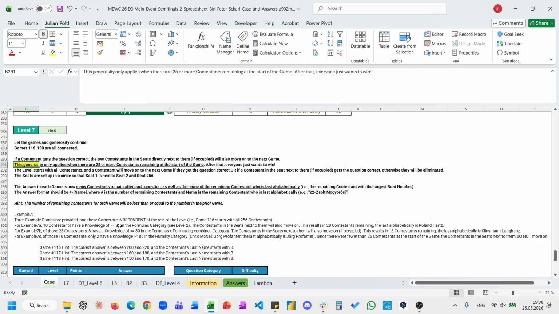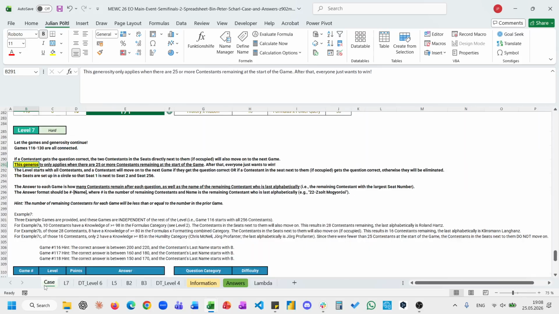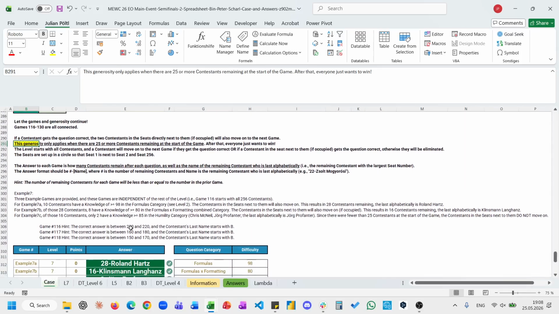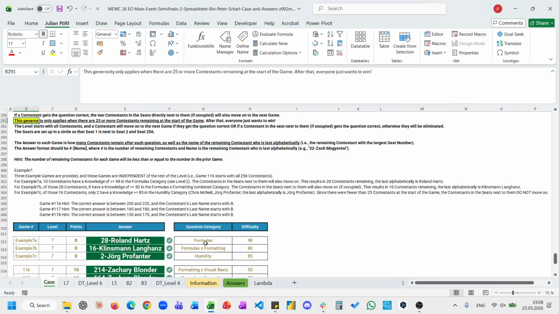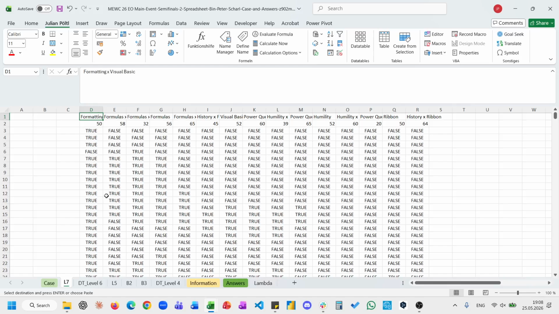Level setup with all contestants. Move to the next game if the question is correct or the occupied seat gets the question correct. Otherwise, they will be eliminated. Set up in a circle, so the wrapping is correct. Remaining after each question, last alphabetical name. Okay. 3 games of independence. Maybe we use them first.